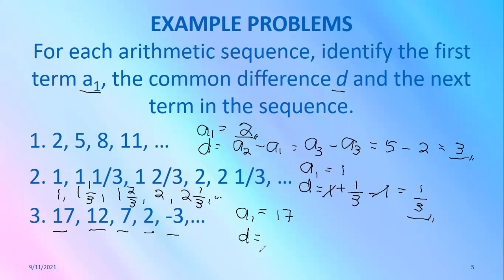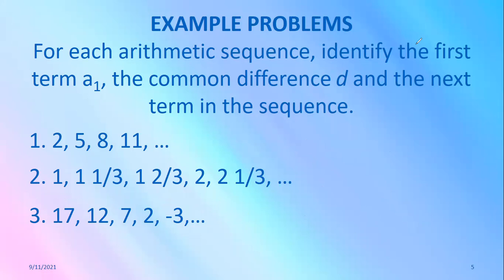Okay, how do we get the common difference? Subtract the first term from the second term or subtract the second term from the third term. So this will be 12 minus 17. That's equal to negative 5. Okay, questions? Okay, so malinaw. So ganito ang gagawin natin sa mga susunod na examples natin.